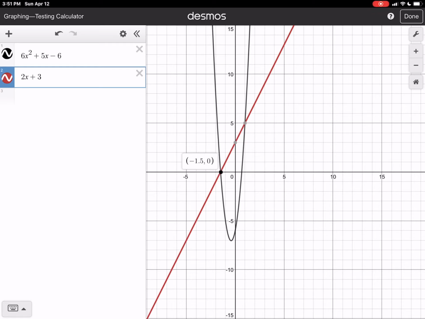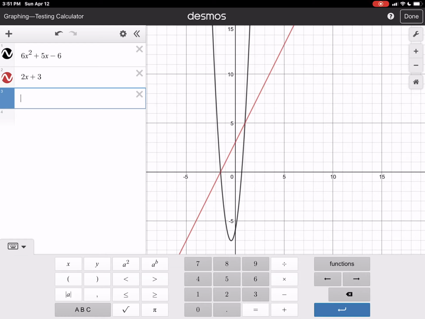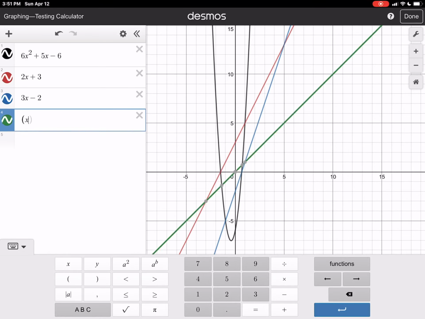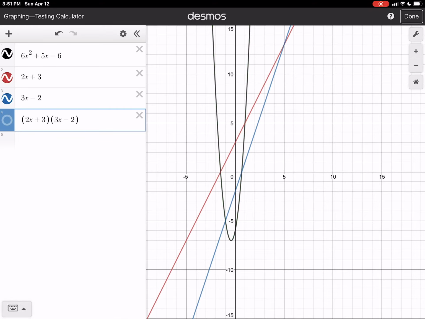Noticing that it touches exactly at my x-intercept, so that's the correct answer. Let's look at the next one. 3x minus 2. And it touches exactly at the x-intercept. And even if I decided that I wanted to plug both of these in and have them multiplying together just like I saw whenever I factored, I should get the exact same graph. Notice when I turn off the green graph, the black graph shows, and the green lays exactly on top of it. That means that is my exact answer.